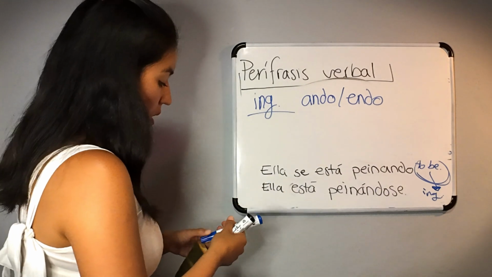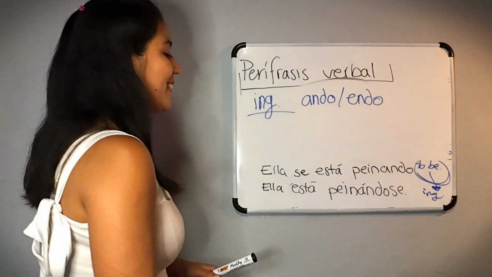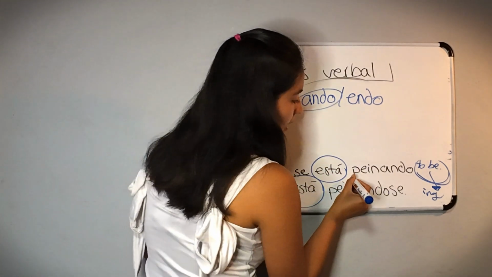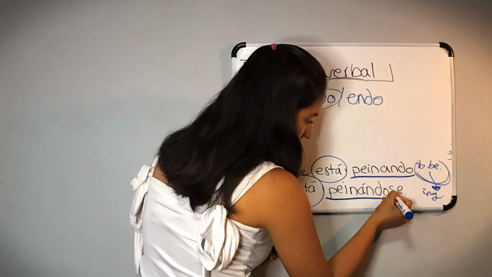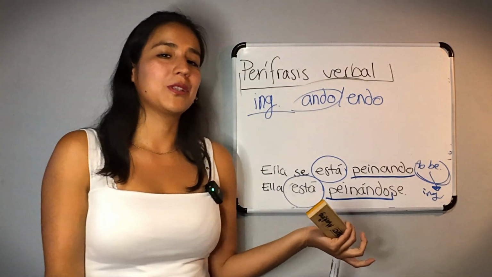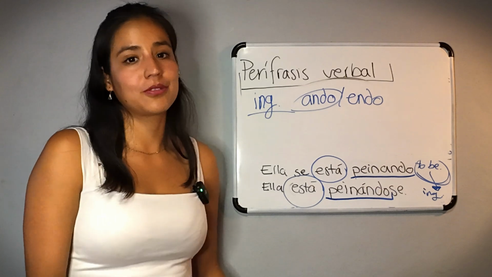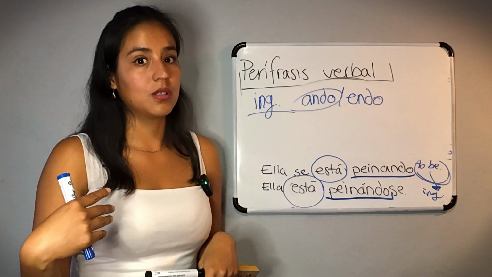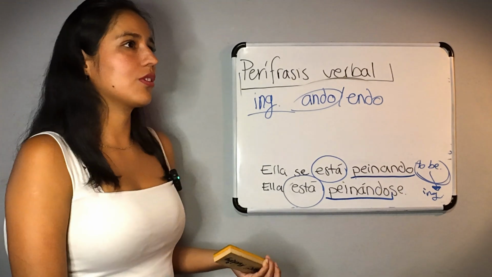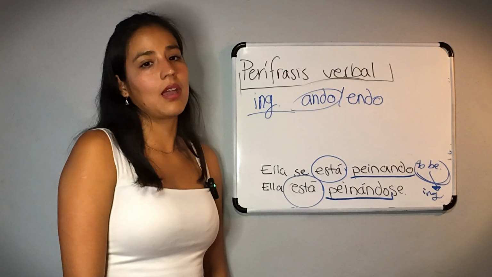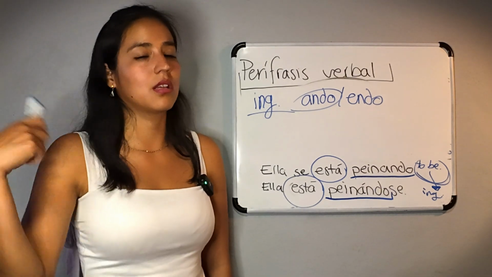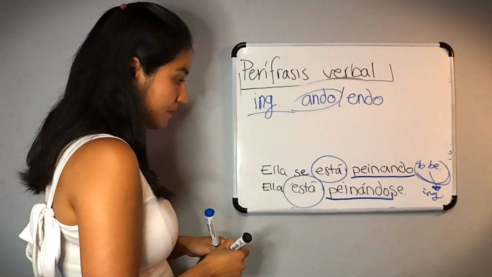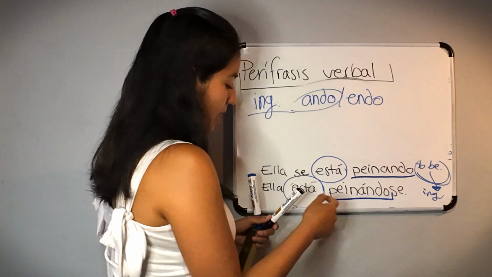Okay, the verb to be. So, of course, we need to find the verb to be. And then the ing form, we say we have ando. That has to be the ending. So we have in here, peinando. And probably your question is, what means peinar? Peinar means to brush, okay? So it means like, she is brushing her hair, okay? So you can see that in English you have to say she's brushing her hair, okay? Well, in Spanish you can just say ella se está peinando. It means like she's brushing her hair. Easy peasy.